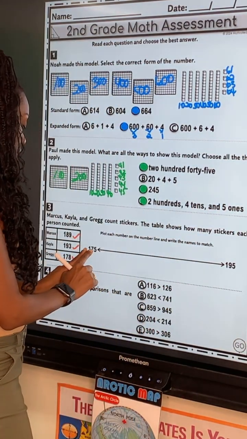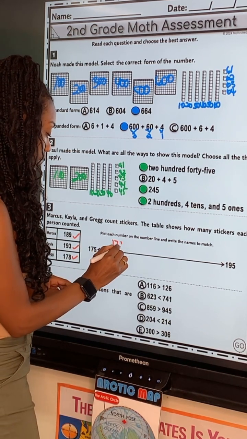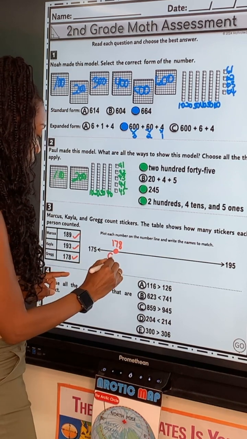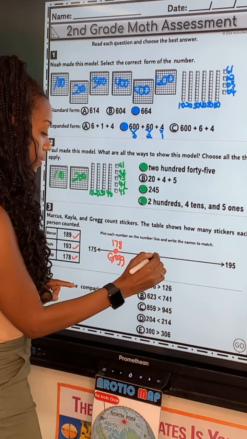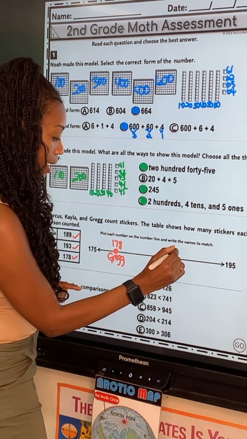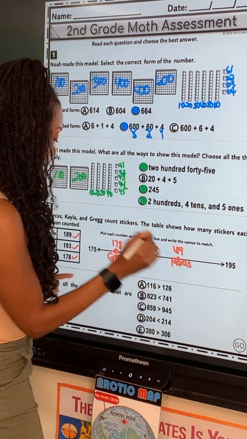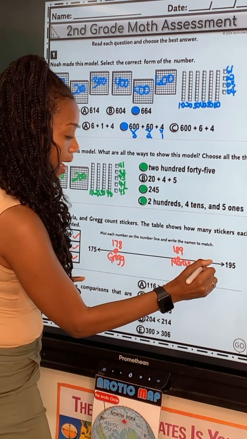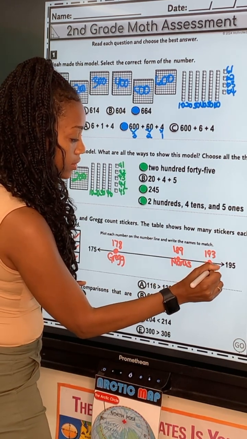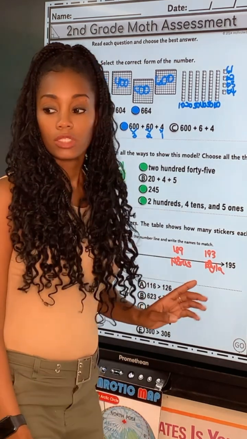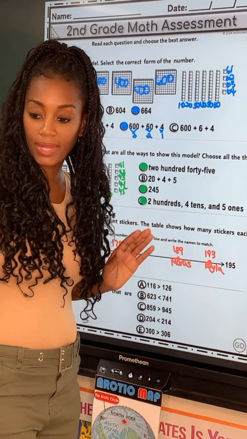So from 175, my next one is going to be 178, and that's going to be Greg. I'm then going to plot Marcus because he is at 189, and that's going to be Marcus. I'm then going to plot Kayla at 193. She would be over here, and that's Kayla. So this is how we plot the numbers on the number line in the correct place, okay?